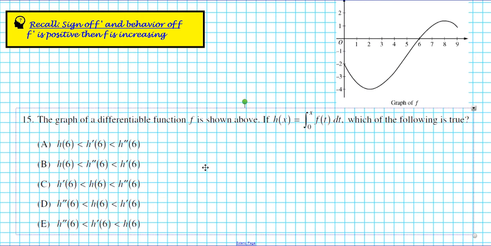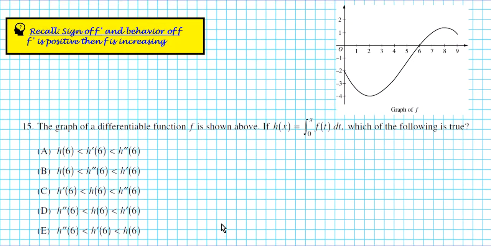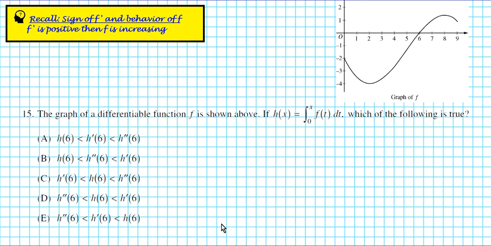Okay, let's take a look at question number 15. Okay, it says the graph of a differentiable function f is shown above. If h of x equals the integral from 0 to x of f of t dt, which of the following is true?